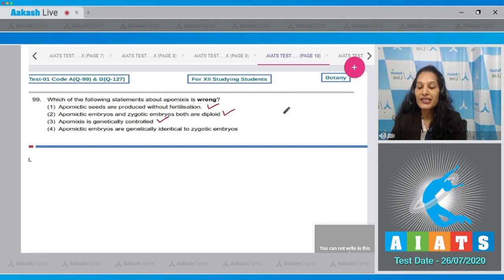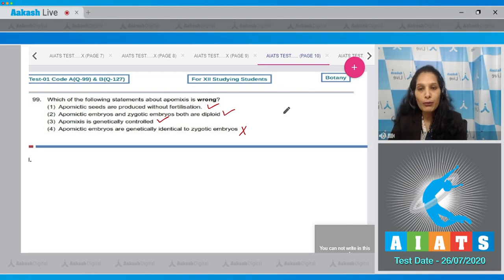Why? Because it is genetically controlled phenomenon. Those plants which have genes for apomixis can only show apomixis. Every plant cannot show the apomixis. Fourth one, apomictic embryos are genetically identical to zygotic embryos. No, it is not true. Why? Because zygotic embryo is a result of fusion of male and the female gamete. It is sexual reproduction, so definitely there will be variations in the zygotic embryo.